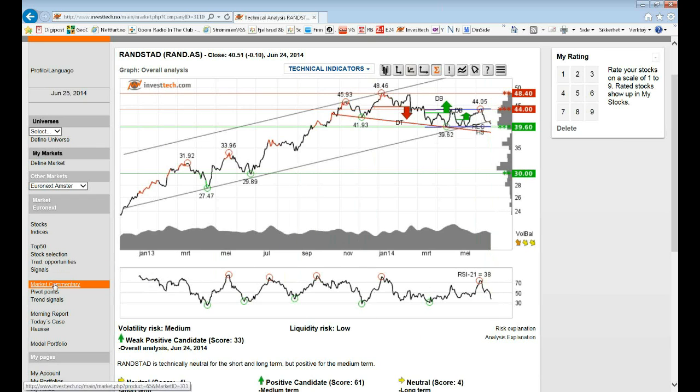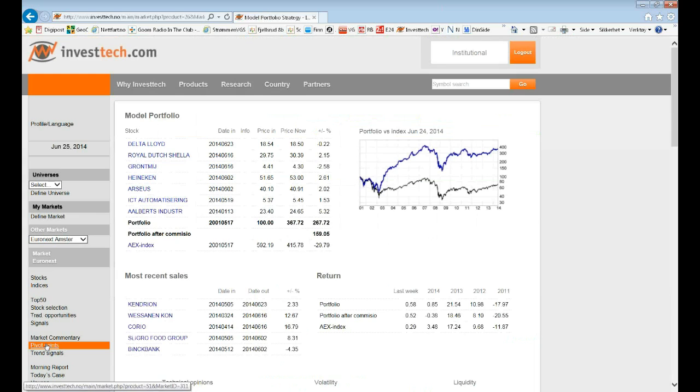Let's then go to the model portfolio. Again, the model portfolio is a theoretical portfolio, and we do not recommend that you follow it to a full extent, but it's nice to get inspiration. Since we started the model portfolio in the Netherlands, we had a 159% return against the benchmark index of -29.